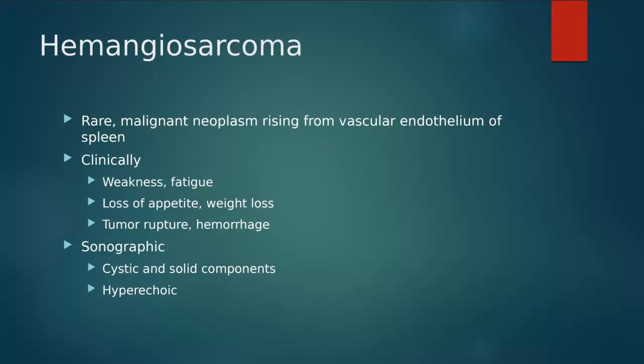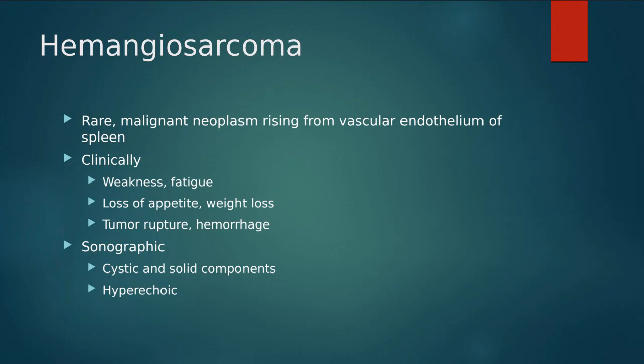Next, we have a hemangiosarcoma. So this is a little bit different. This is a rare malignant neoplasm arising from vascular cellular tissues of the spleen. So the little cells that line the vessels in the spleen, the endothelial cells, have this malignant proliferation to them, and they create this hemangiosarcoma.